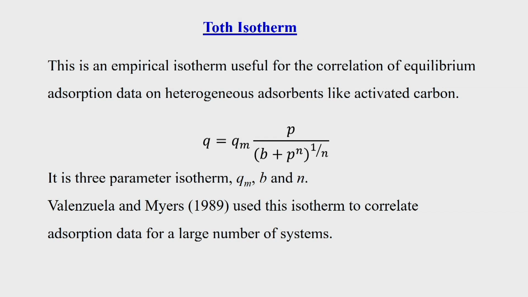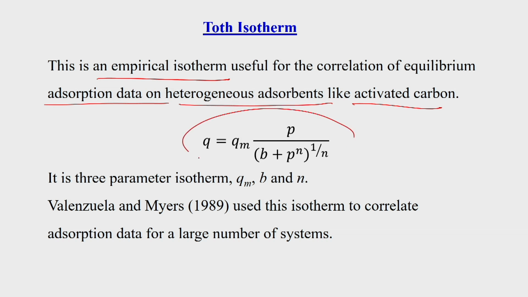Then another isotherm, though it is not widely used, is the Toth isotherm. It is also an empirical isotherm, useful for the correlation of equilibrium adsorption data on heterogeneous adsorbents like activated carbon. There the equation is q = q_m P / (B + P^n)^(1/n), where q_m, B and n, all three, are parameters that will be obtained for a particular adsorbent-adsorbate couple.